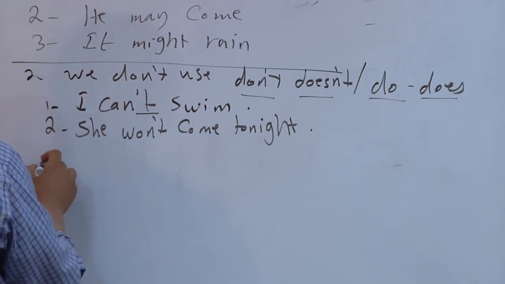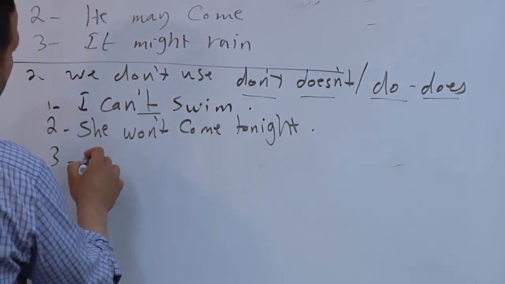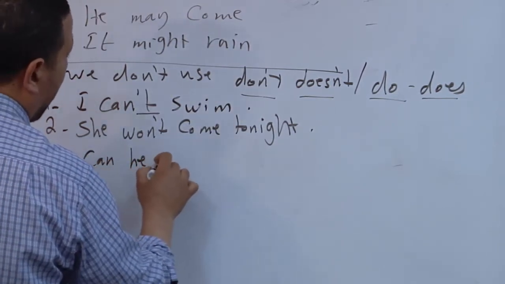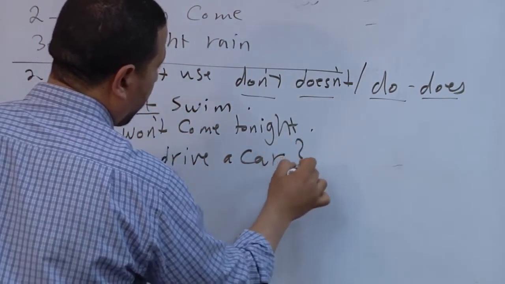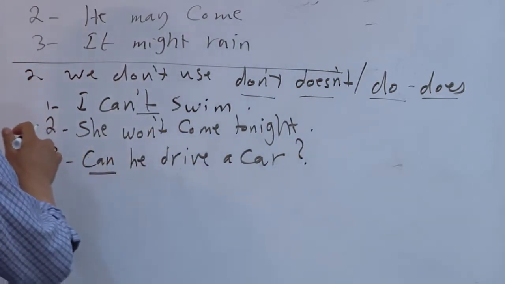And in the question, for example, we can say, can he drive a car? We cannot say do, does, or this stuff. Okay, so this is the second rule.